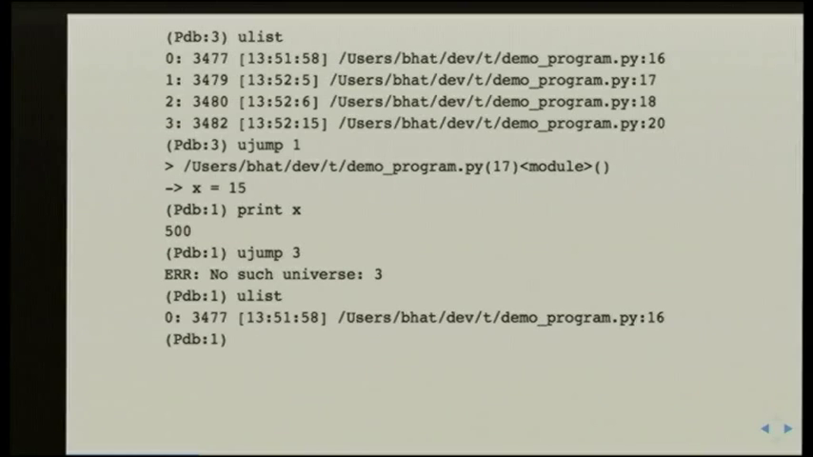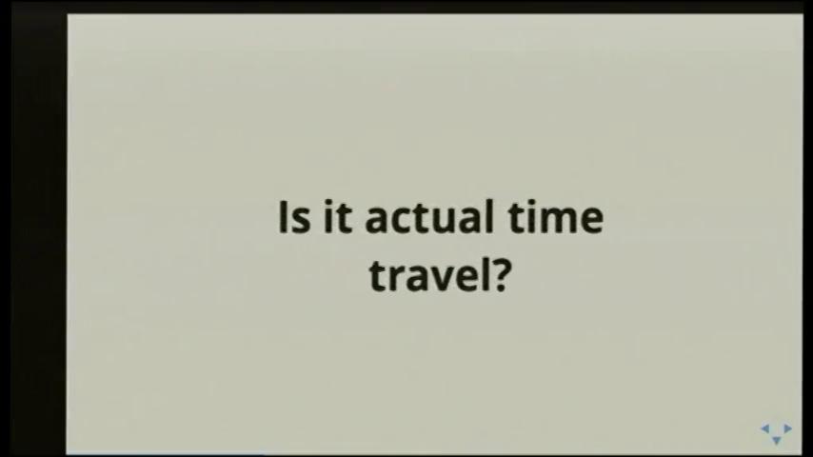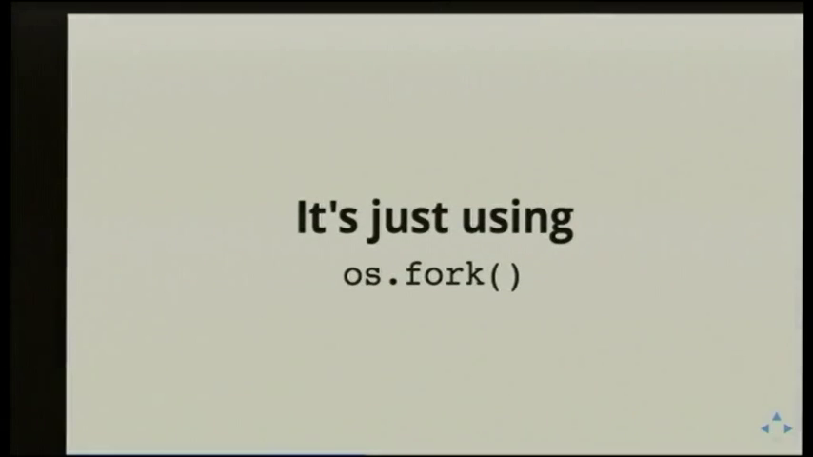So you can confirm that by looking at ulist1, which just shows the one future universe. So UUP takes us back to where we came from. And there we see the 4 places we could go back to, and when we print X, it's 15. So that's just a really quick demo. Is it actual time travel? Is it magic? No. It's just using os.fork.